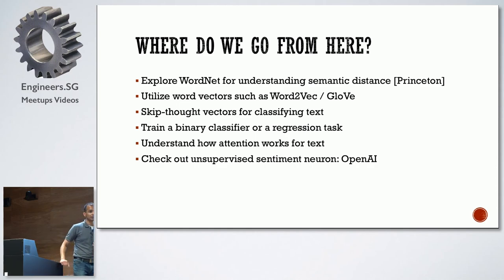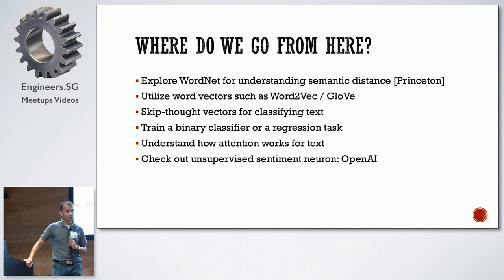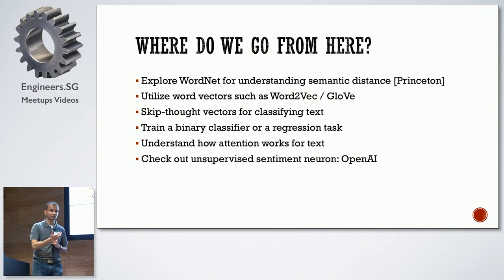And there is one very cool unsupervised sentiment neuron. This is research that was published by OpenAI. They have only 4096 units, and this is an unsupervised paper. The program learned from over 1 month of training, and on the Penn Treebank it can do close to 92% sentiment analysis, and it can actually classify words on the Sentiment Treebank. So you can check this out. It is a very cool, very interesting paper, and I think even the code is available.